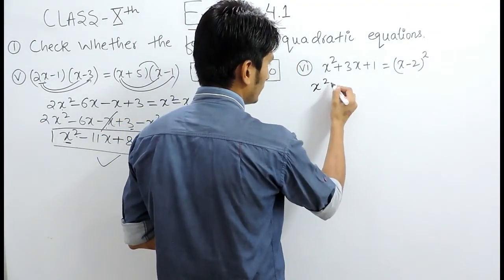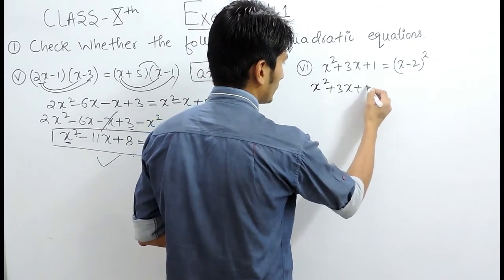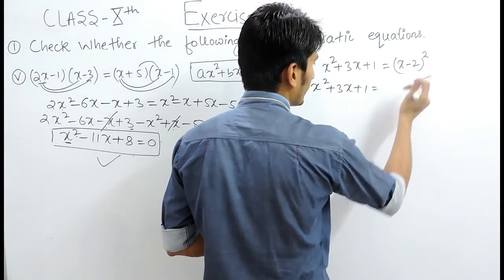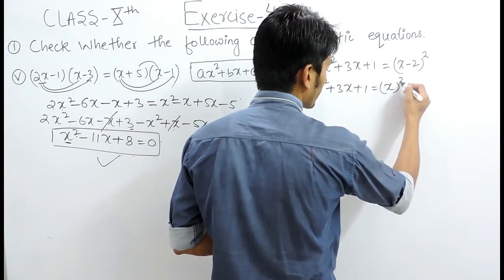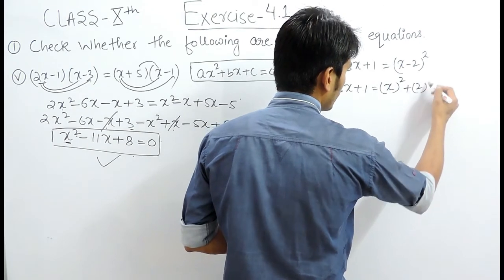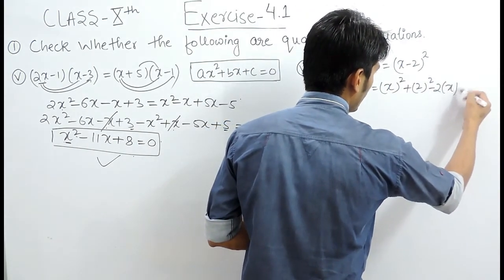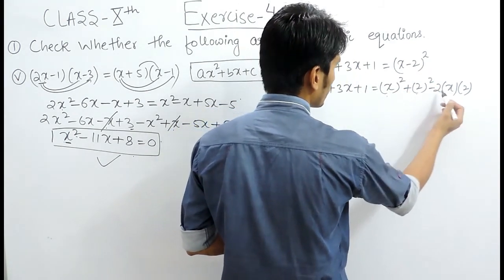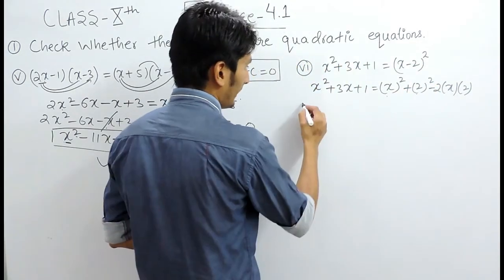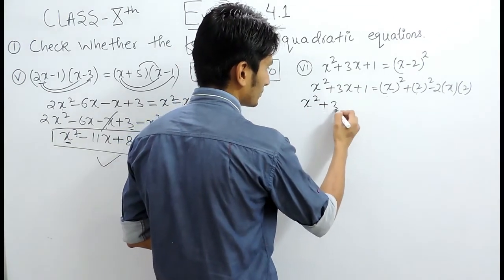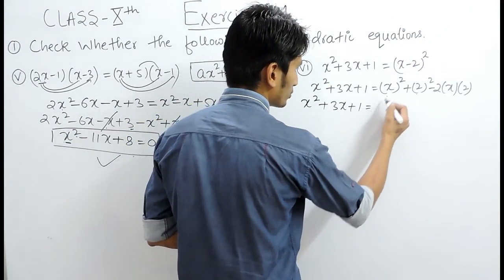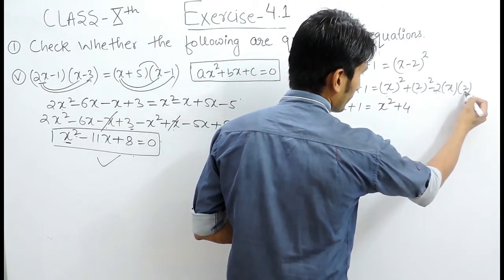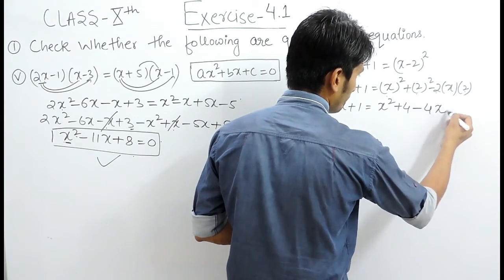So first of all solve it, or you can say convert this to the simplest form. So a minus b whole square is basically a square plus b square minus 2ab, and this will be x square plus 3x plus 1 equals to, this will be x square, this will be 4, and 2 multiplied by 2 is 4, so this will be 4x.